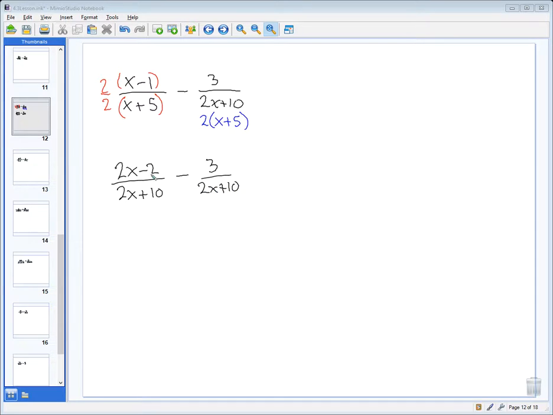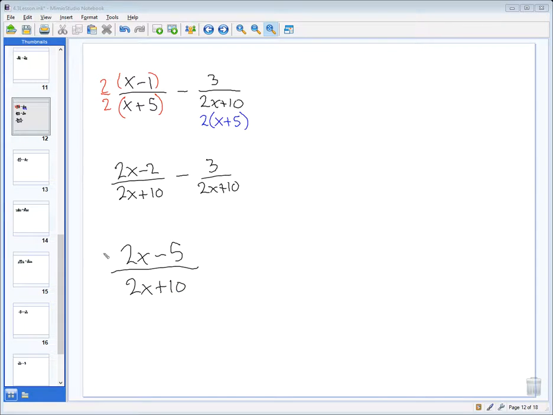Now we just combine these together. Notice we're subtracting the 3. So the 2x is still going to be there. You have minus 2, subtract 3, which is negative 5. And the bottom is still 2x plus 10.